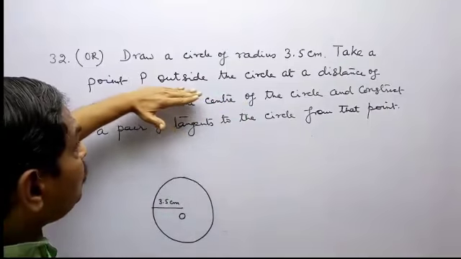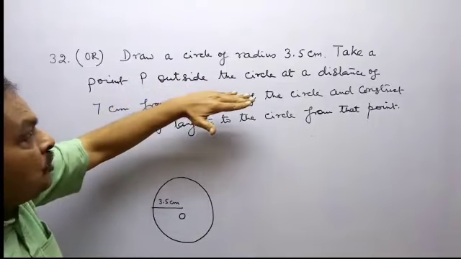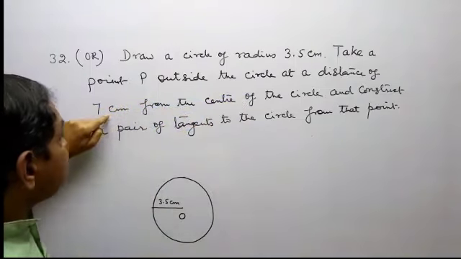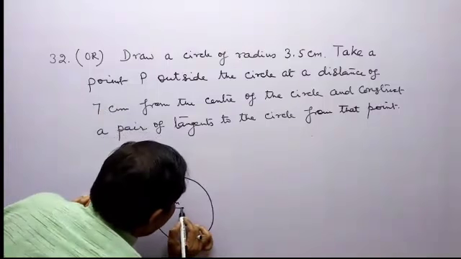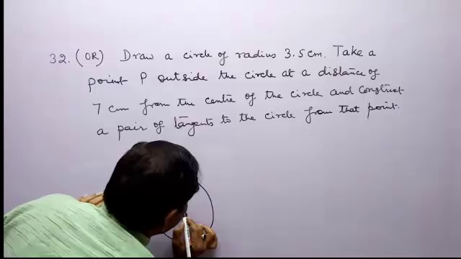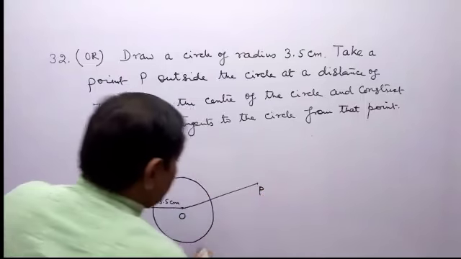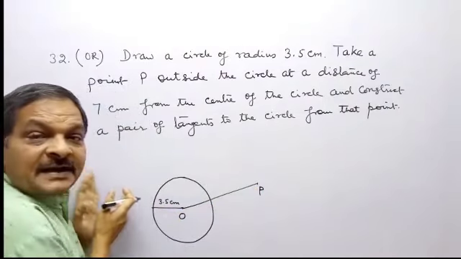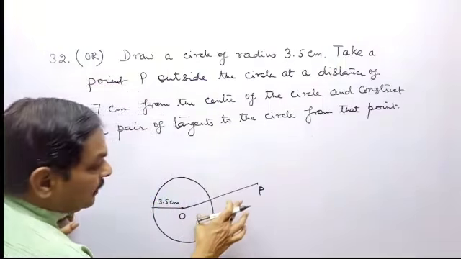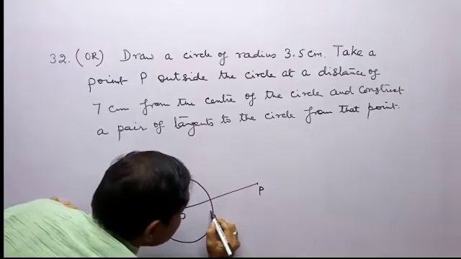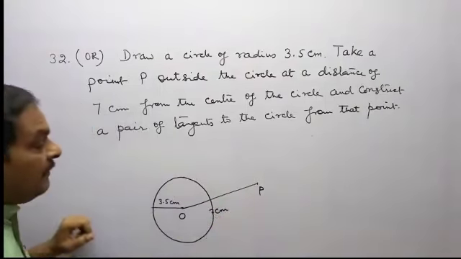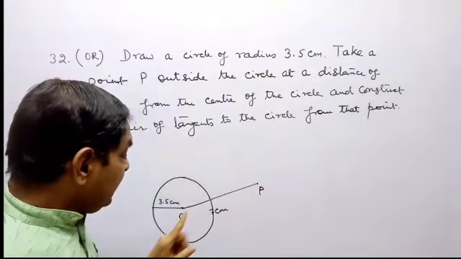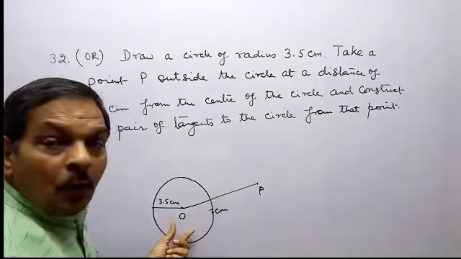Now we have to take a point P which is outside from the center of the circle by 7 centimeter. So from this point O we take a point. This is our P point. Now OP we have seen, we can take it in this direction also, in any of the directions. So we have taken OP as 7 centimeter. That is, point P is 7 centimeter away from O.